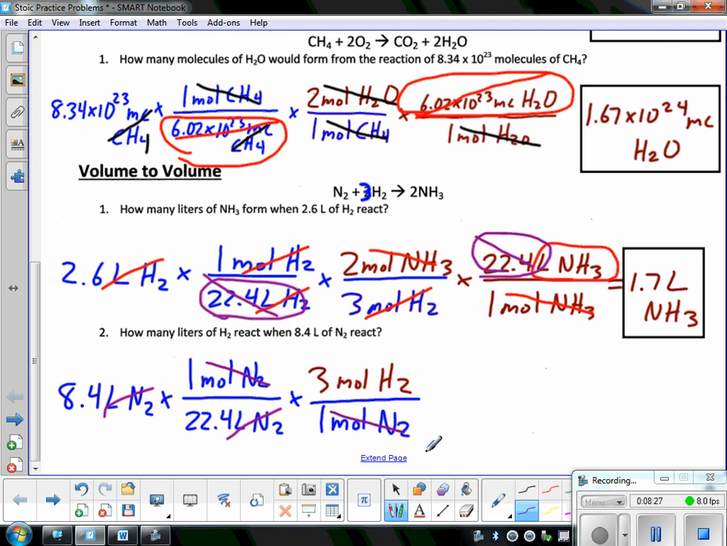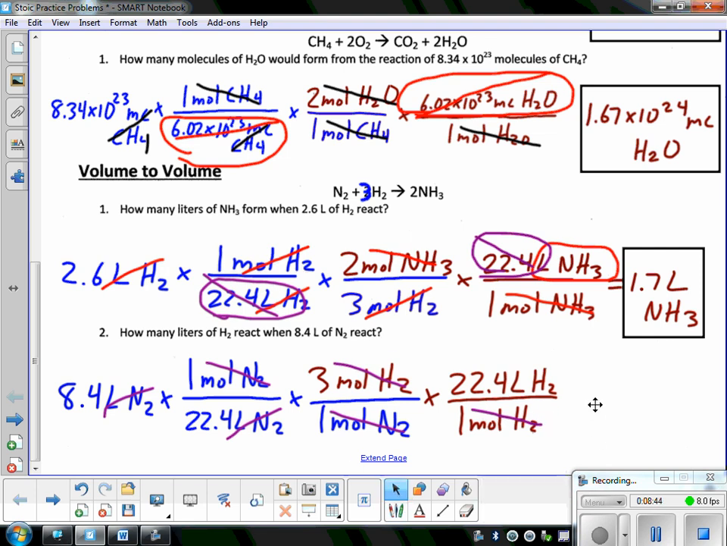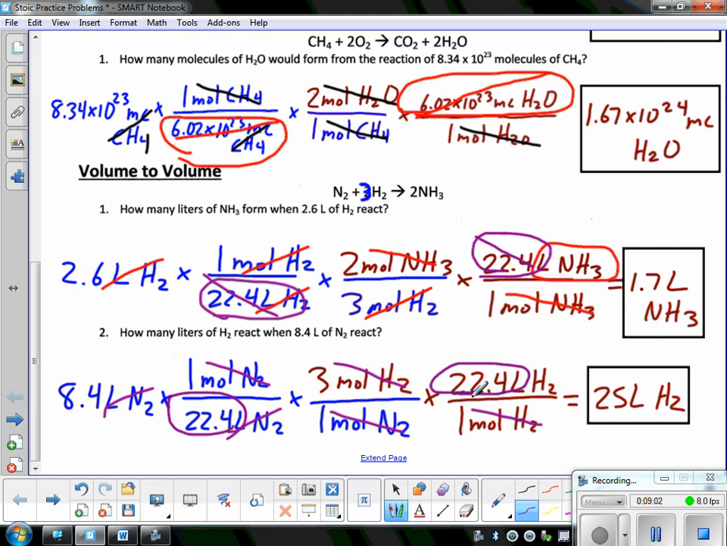So now we are in moles of H2, and then the last step is to convert our moles of H2 back into liters so we can figure out that volume. And again, moles of H2 would cancel. They have to be on opposite sides of the fraction, and that gives you your answer of 25 liters. So 8.4 divided by 22.4 times 3 times 22.4 equals 25. Or, again, because these are on opposite sides, they really cancel out also. So 8.4 times 3 gets you 25 liters.